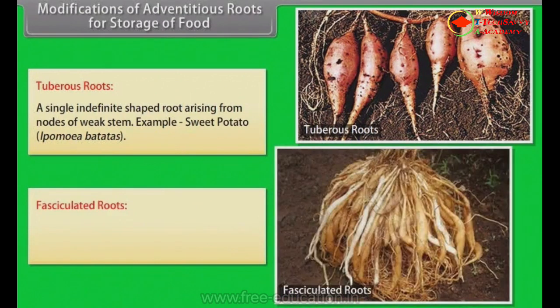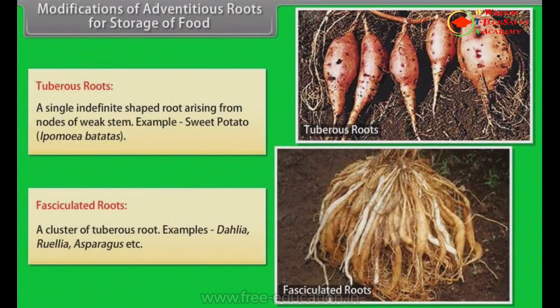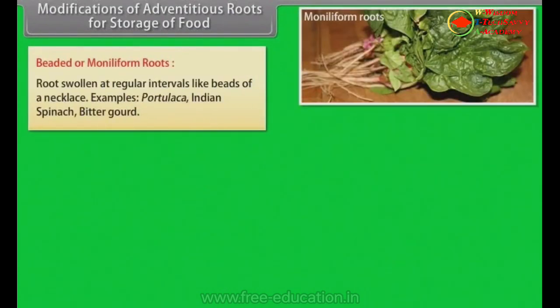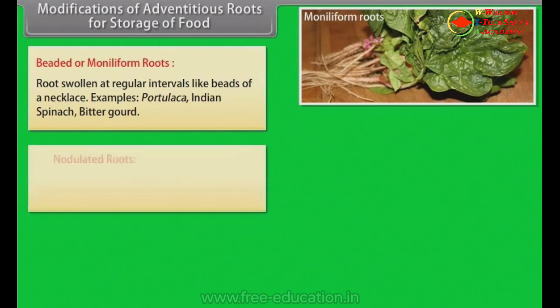Fasciculated roots: a cluster of tuberous roots. Examples, dahlia, Zeolia, asparagus, etc. Beaded or moniliform roots: roots swollen at regular intervals like beads of a necklace. Examples, Portulaca, Indian spinach, bitter gourd.